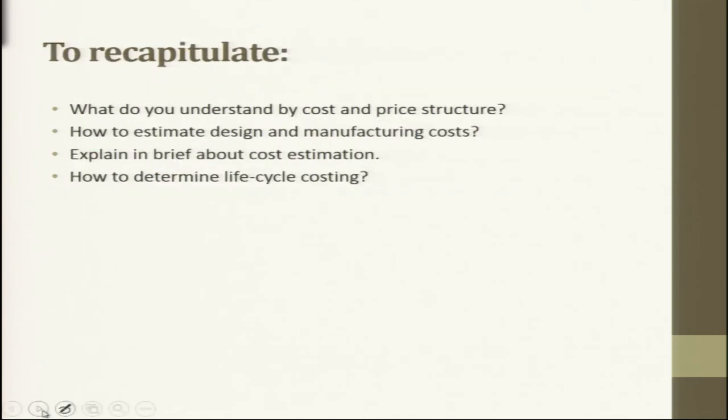So with this we have completed this presentation of life cycle costing and the costing on the rapid manufacturing parts. So what questions can you now address or understand from this presentation? You can answer, what do you understand by cost and price structure? This you now know. Then you can tell how to estimate design and manufacturing costs. You can talk about a model of cost estimation in rapid manufacturing. You can say how to determine life cycle costing or what are the various elements in this. So the product costing part is over with this lecture.